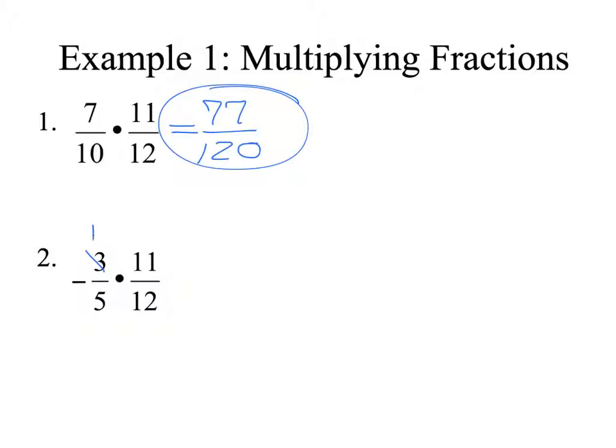3 divided by 3 is 1. 12 divided by 3 is 4. In order to cross cancel, you have to divide each number that you're looking to simplify by the same value, and you must cross cancel on a diagonal. So for instance, I couldn't cross cancel the 3 or the 5. The 3 and the 12 have to cross cancel each other, or the 5 and 11. 5 and 11 have nothing in common, so I can't cross cancel them. So now multiply straight across the top. That's negative 11. 5 times 4 is 20. So negative 11 over 20.